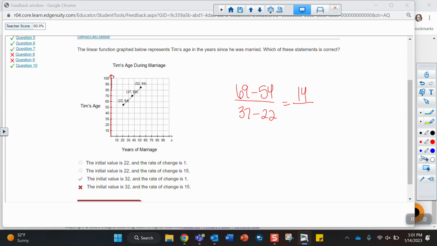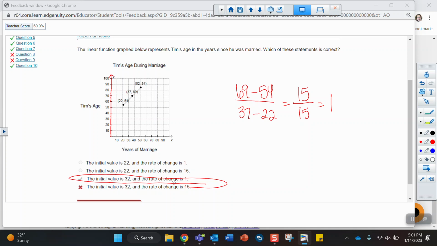Okay, duh, that makes sense, right? Every year you're married, that's another year older that you are. So the rate of change is 1. So if we go back to 0 years of marriage, we're taking 22 years off of that because this is where it starts at year 22. So if we want to go all the way back, we would subtract 22 from 54. And 54 minus 22 is 32.